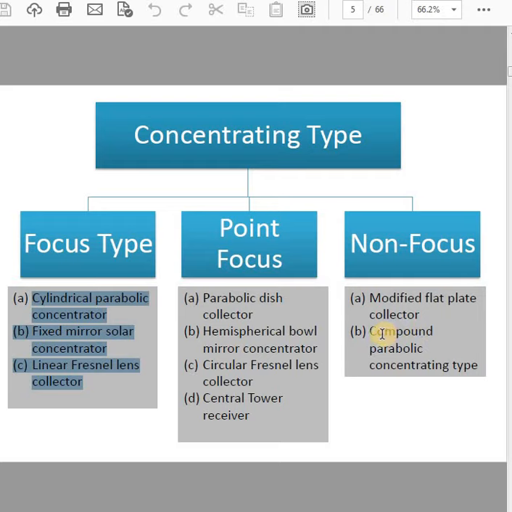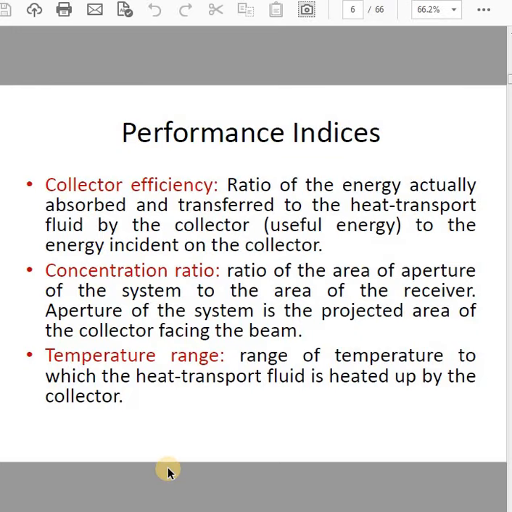usage. And the other one is the compound parabolic collector from the non-focus type, which is commonly used, and the forced parabolic dish collector. So these are the classifications of concentrating type collectors. Now moving on towards what collectors are being used for, and what the performance indices of collectors are.